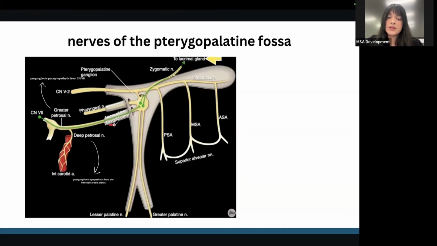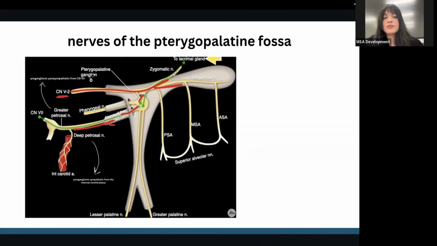Okay, so let's go through this one more time. You have cranial nerve number 2. It's going to give off its own branches. It's going to give off the zygomatic nerve. It's going to give off the infraorbital nerve, right? The greater petrosal nerve and the deep petrosal nerve, they all join here to become the nerve of the pterygoid canal, also called Vidian's nerve.